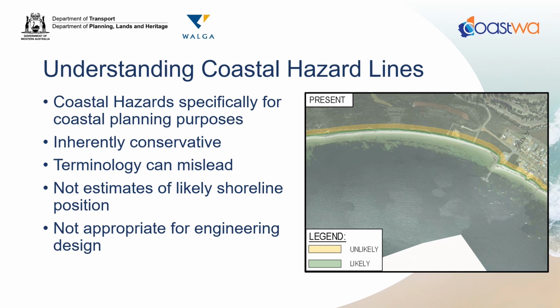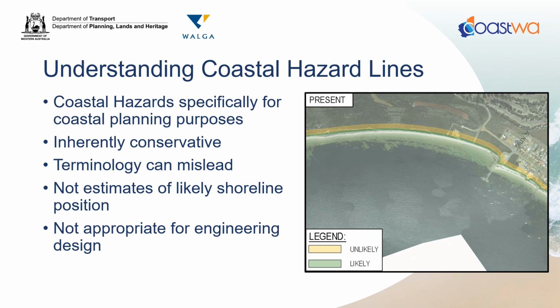It's also important to understand the coastal hazard lines and what they mean. So the coastal hazards are determined specifically for coastal planning purposes. They're set up and determined in line with the planning policy document, and they're inherently conservative. We talked about the fact that they adopt the precautionary principles, so they're intended to be conservative. As a result, some of the understanding and terminology and so on can mislead. So the hazard lines are not estimates of the likely shoreline position. They do not attempt to predict where the shoreline will be at a period of time. They're simply identifying areas which may be impacted by hazards.